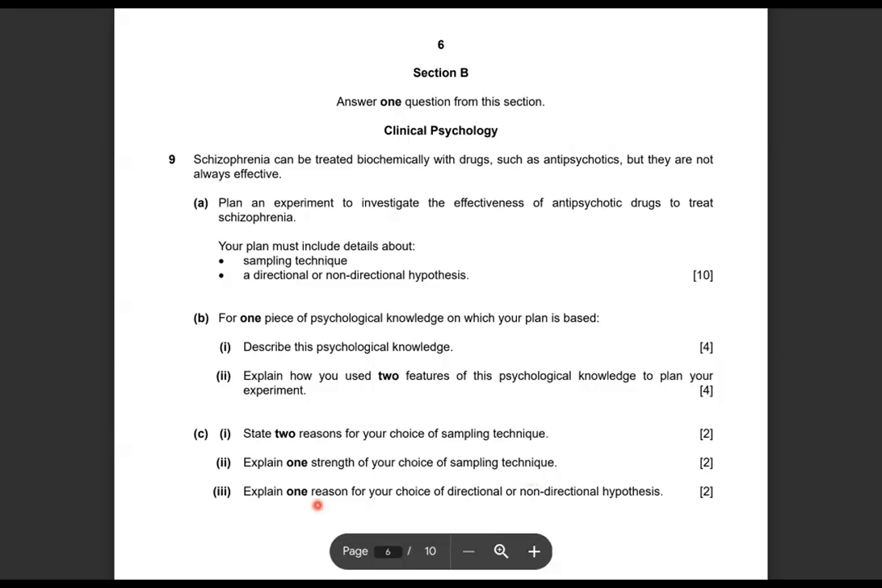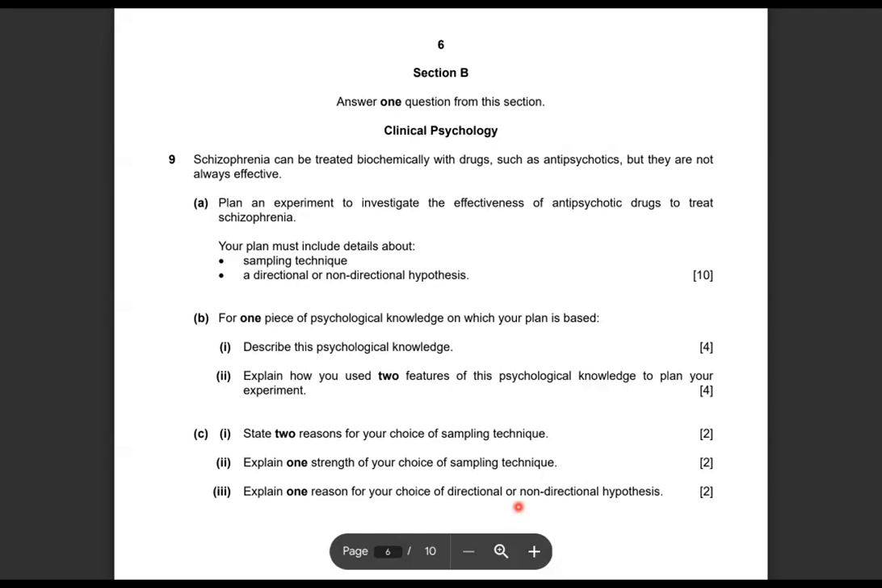And lastly, explain one reason for your choice of a directional or non-directional hypothesis. Now, you're not required to write a null hypothesis. It's up to you. In your answer, you can incorporate either a directional or a non-directional hypothesis. So a directional hypothesis, for example, would be participants given the antipsychotic drugs would have a greater improvement in their symptoms compared to those in the control condition who were given a placebo. Right? This would be a directional hypothesis. A non-directional, if you chose to write a non-directional hypothesis, you would say there will be a difference in the improvement of symptoms of schizophrenia, depending on whether participants are in the antipsychotic condition or the control condition, right?